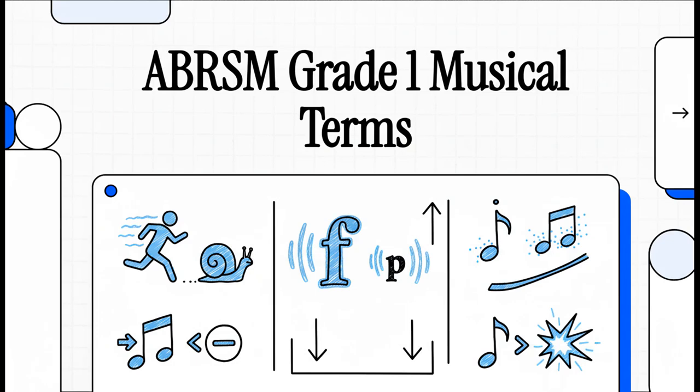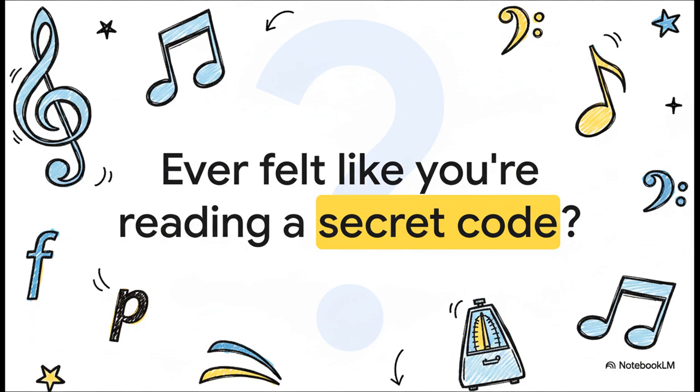Welcome! Today, we're cracking the code on all those musical terms for the ABRSM Grade 1 exam. We're going to take all those weird symbols and Italian words you see on the page and turn them from confusing into crystal clear. You know the feeling, right? You see all those dots and lines and strange words, and you're just thinking, what on earth is going on here? But here's the thing, it's not a secret code at all. They're actually really clear instructions. And today, we're going to break them all down so you know exactly what to do.